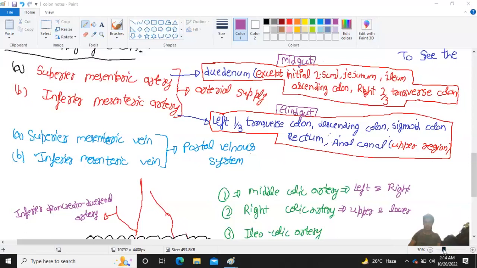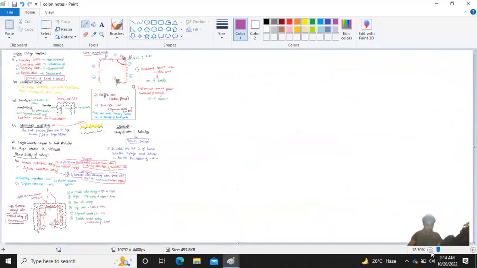So basically, this is about the colon, whole. We drew all things: colon, blood supply, parts, their features, large intestine features, blood supply, anastomosis, some important points where blood supply can be blocked, chances, clinical points, and the role of blood vessels.